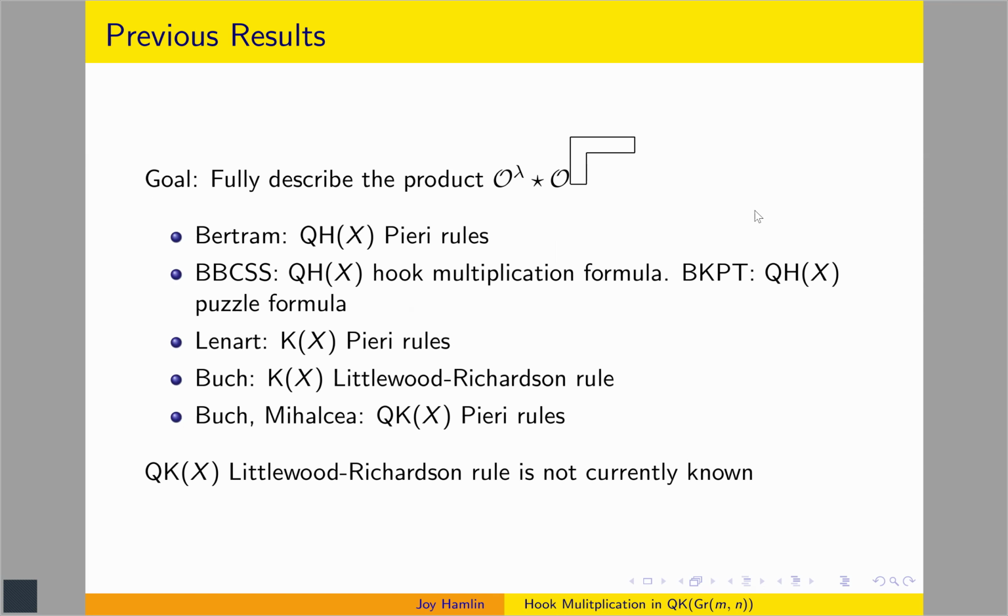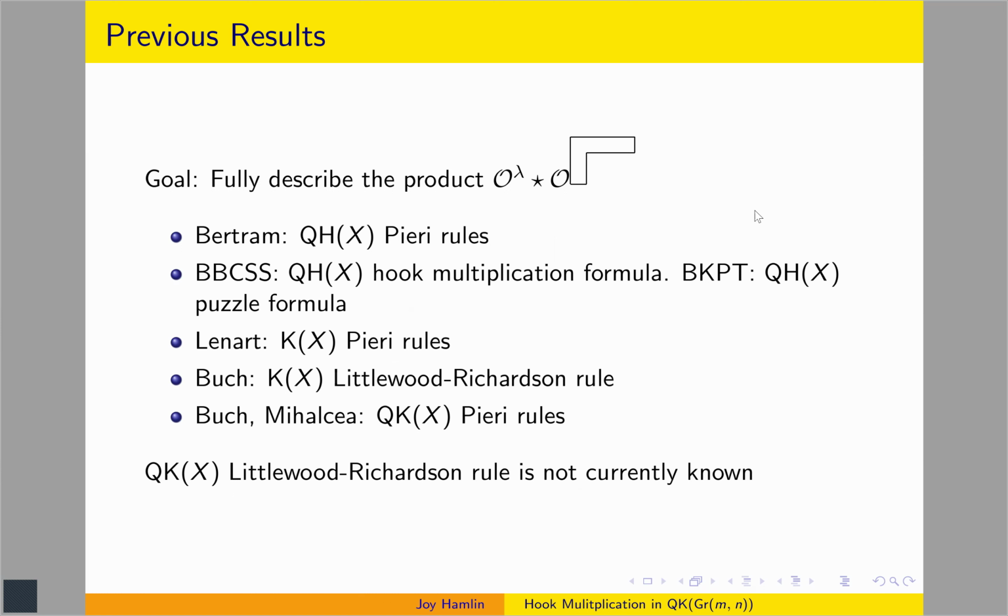Okay, my goal is to fully describe, in the quantum K-theory ring, the product when I multiply an arbitrary class by a hook class. What's already known? Well, in quantum cohomology, Bertram found Pieri rules for multiplication with special classes.